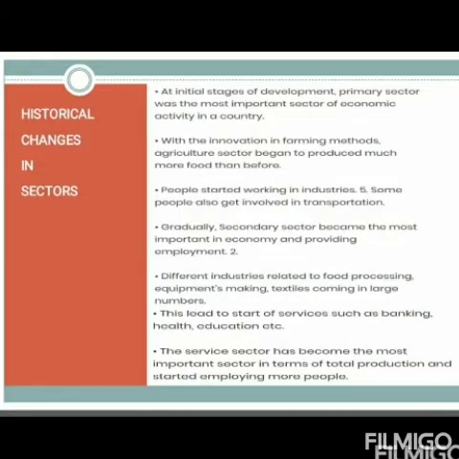Historical changes. At initial stages of development, the primary sector was the most important sector of economic activity in a country. With innovation in farming methods, the agriculture sector began to produce much more food than before. People started working in industry. Gradually, the secondary sector became the most important in economy and in providing employment. Gradually, we can see the shift from secondary to tertiary due to the demand for services like banking, health, education. The service sector has become the most important sector in terms of total production and started employing more people.